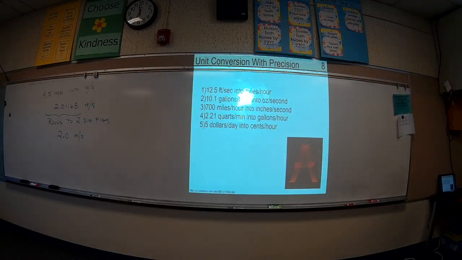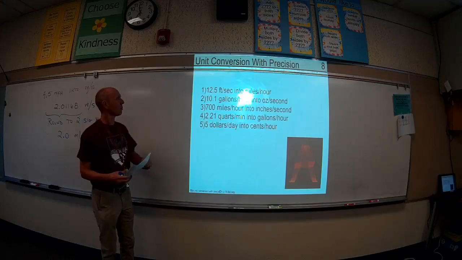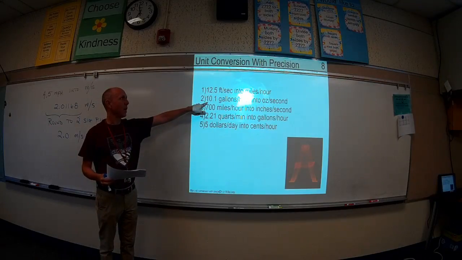Good. Okay. Good. Perfect. Gavin, we're letting Google do the conversion. I don't have to do the conversion. Good. So I've got an 8.52 miles per hour. Let's do 10.1 gallons per hour into ounces per second. And if you type that in, Google will figure it out for you.